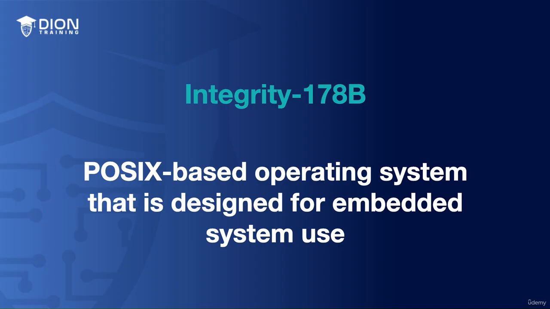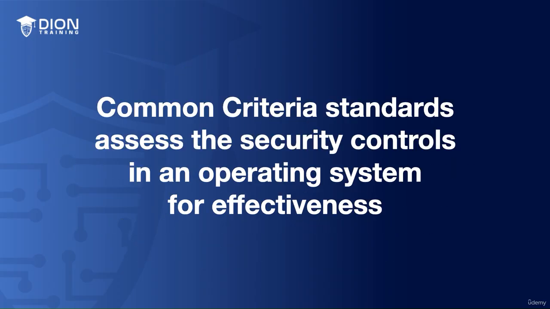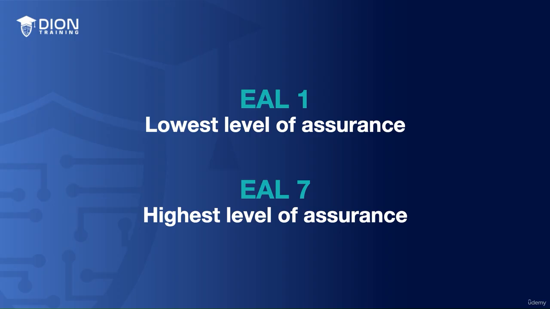numerous aircrafts like the B-2 bomber, the F-16, the F-22, and the F-35 fighter jets, and even commercial airplanes like the Airbus A380. Now, this specific operating system is rated as EAL6, and EAL6 is the evaluation assurance level that's assigned to this operating system based on a set of predefined security standards and certifications from the Common Criteria for Information Technology Security Evaluation. Now, the standards and the common criteria are used to evaluate the effectiveness of the security controls that are implemented by a given operating system, and they're rated as EAL1, which is the lowest level of assurance, all the way up to EAL7, the highest level of assurance.